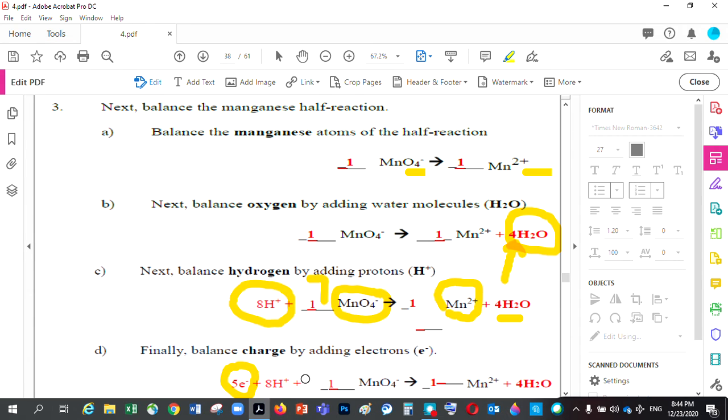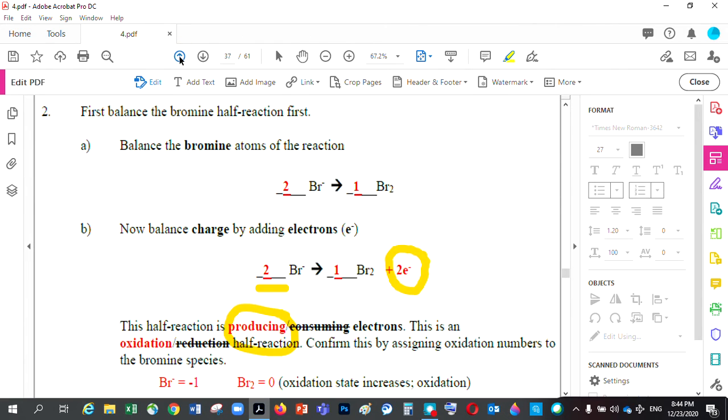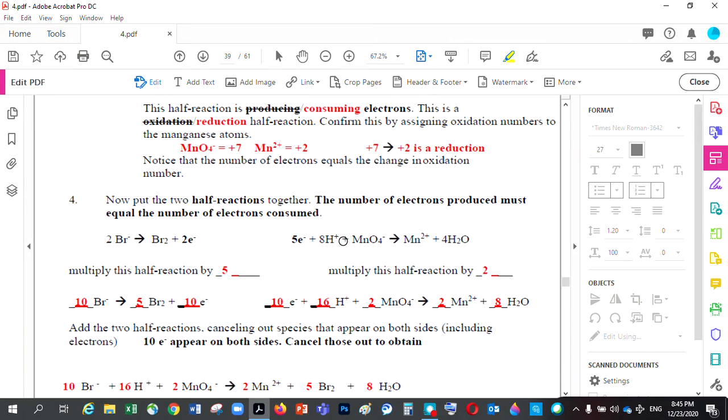So it will be 2 positive on the left, because 5 plus 1 is 6, negative, and 8 positive is 2 positive, and here we have 2 positive. So this is now balanced. And if you go back and look at the bromine, here it is nicely balanced. We have 2 negative charges and 2 bromide ions, 2 negative. So everything is balanced now. Let's look at the next step.